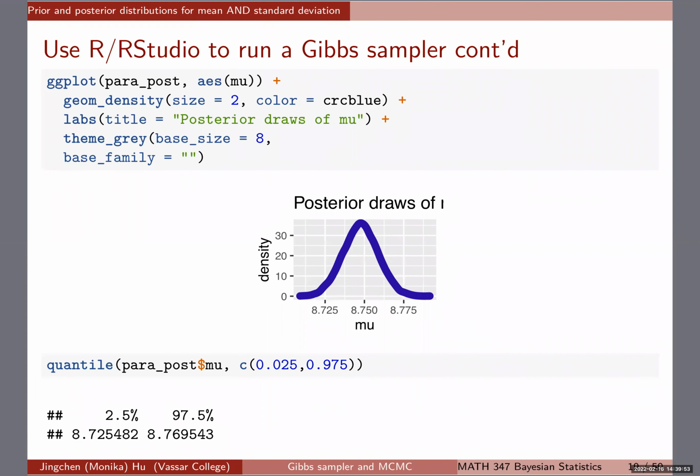Okay. So we will have a chunk of lecture to talk about the diagnostics of the Markov chain, I mean, the sampler itself.